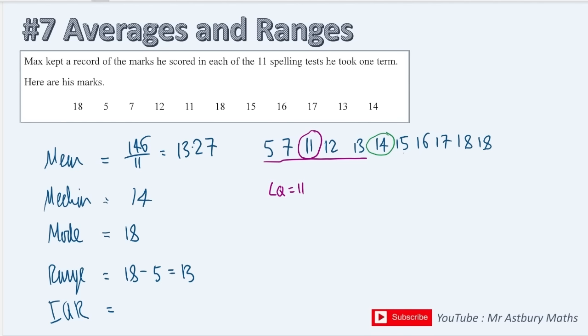And then let's look at the upper half of the data, and the number in the middle there is 17. So that's the upper quartile. And the interquartile range is the upper quartile minus the lower quartile, which is equal to, in this case, 17 minus 11, which is 6.